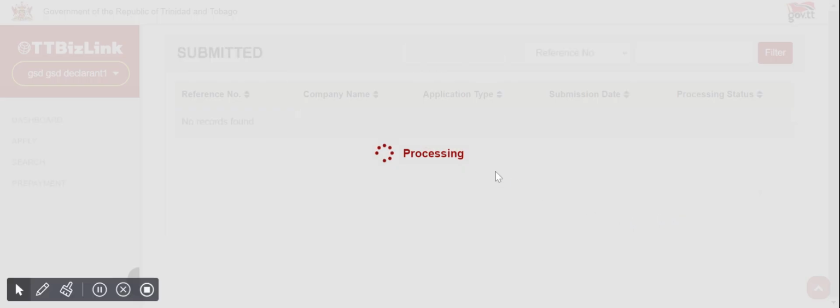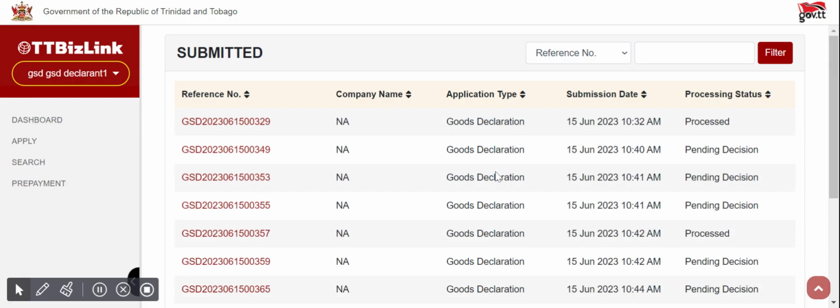Submitted includes any application or declaration that is pending an action by the agency, and therefore you are not required to act on the application. So this would include submitted applications, processed applications, pending decision, inspection required, referred offline, and submitted payments.